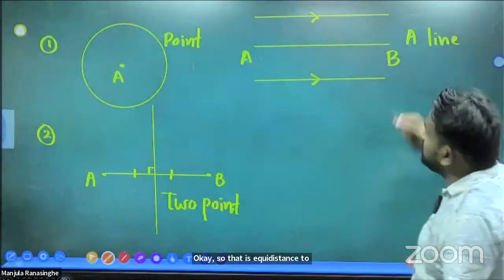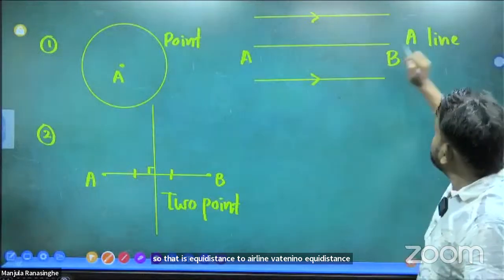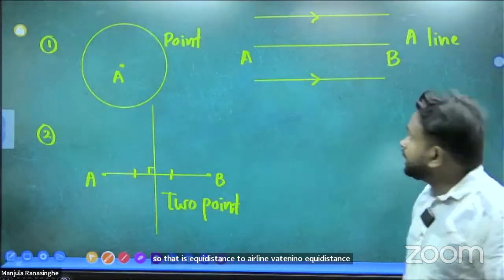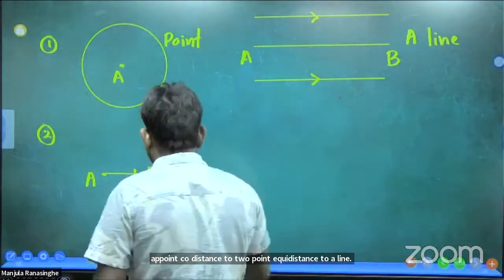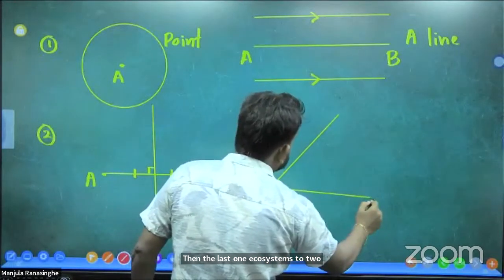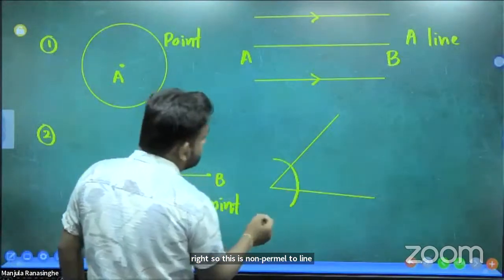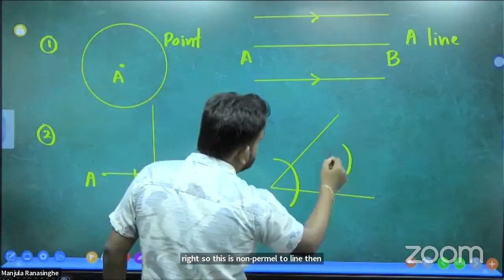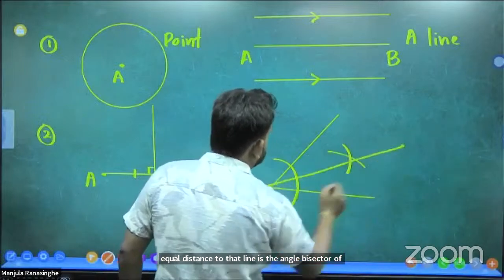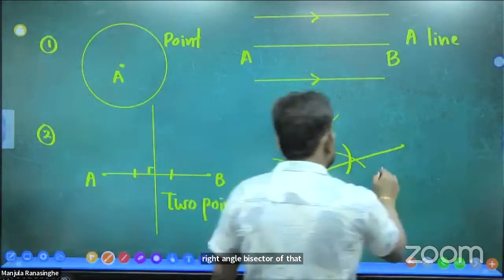What can you know? Equidistance to a point, equidistance to 2 points, equidistance to a line. Then the last one, equidistance to 2 lines, which are non-parallel, right? So this is non-parallel 2 lines. Then equidistance to those lines is the angle bisector of that, right? Angle bisector of that. This is the equidistance to 2 lines.